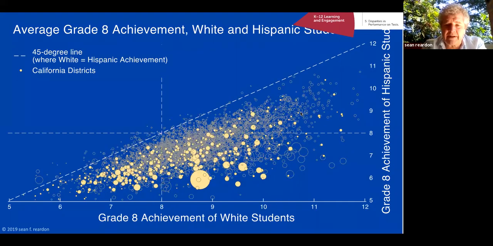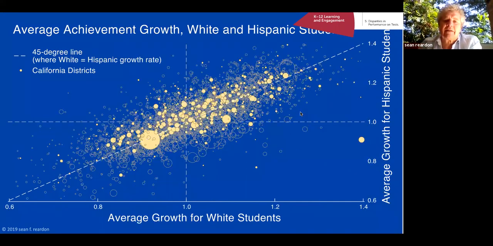If we look at the same picture for 8th grade, you can see that by 8th grade, the picture is relatively similar. We still have very large achievement gaps. So those achievement gaps aren't narrowing much from 3rd to 8th grade. Another way to look at this is to look at how fast students learn from 3rd to 8th grade.